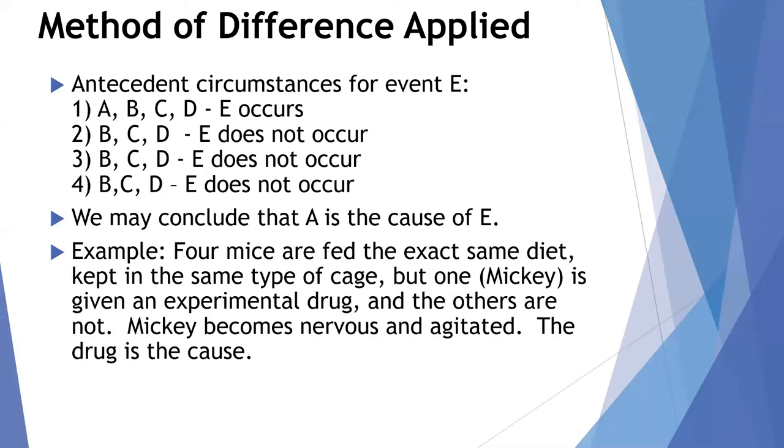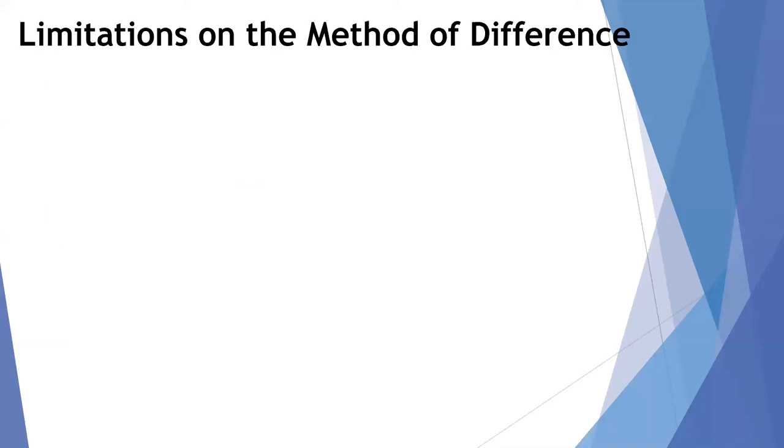So for example, four mice are fed the exact same diet, they're kept in the same type of cage, the temperatures are the same, all the other circumstances are the same, except one, Mickey, is given an experimental drug and the others are not. And then we see that Mickey becomes nervous and agitated, so we conclude that the drug is the cause.